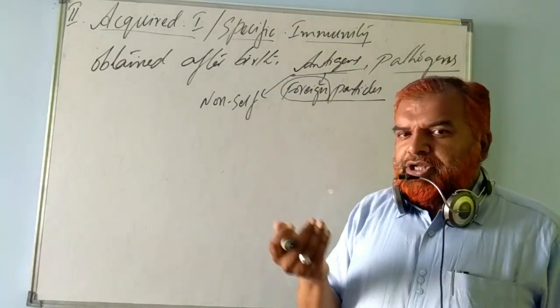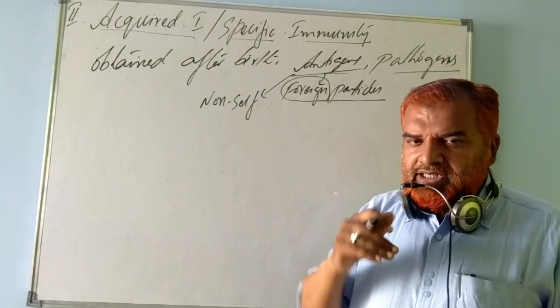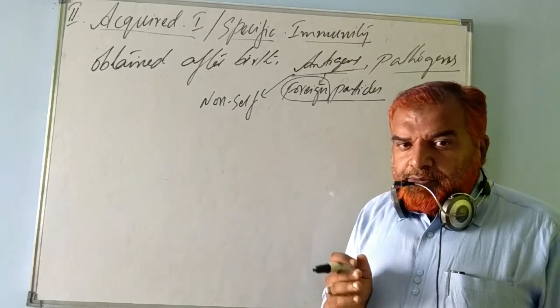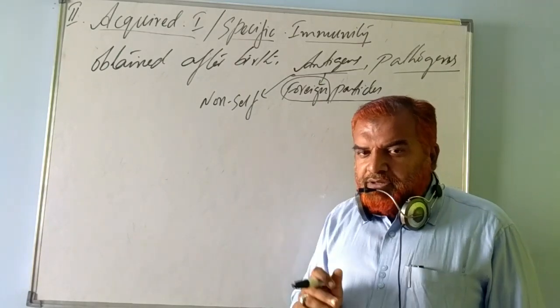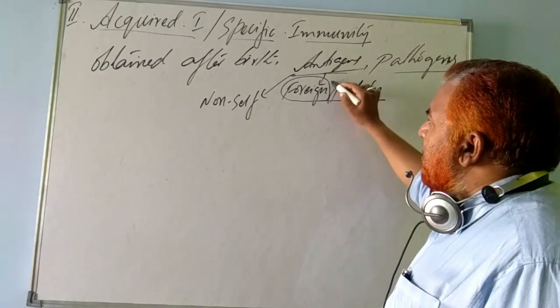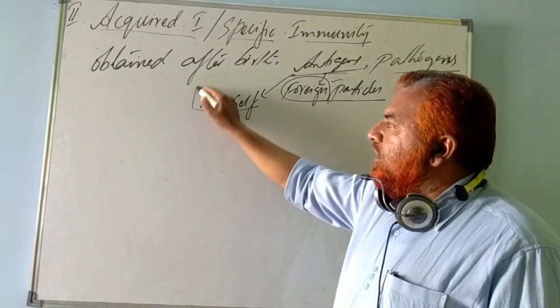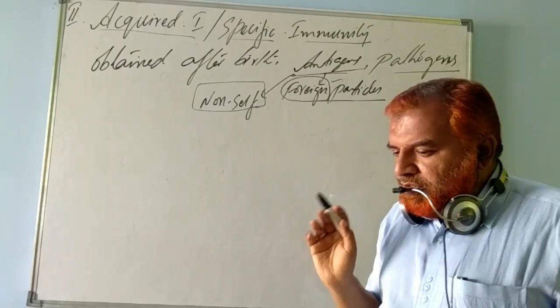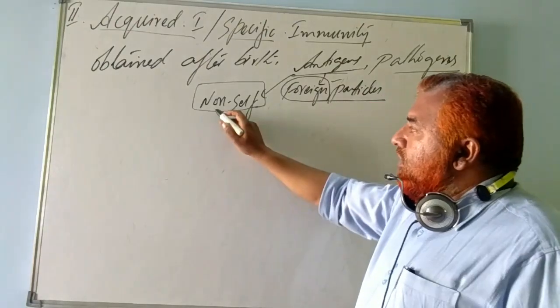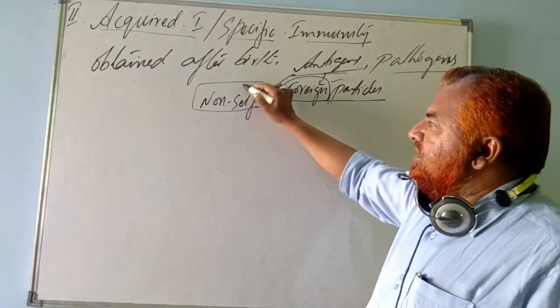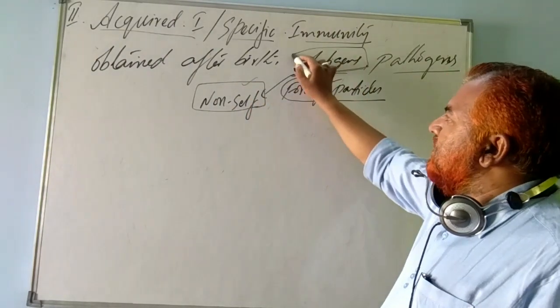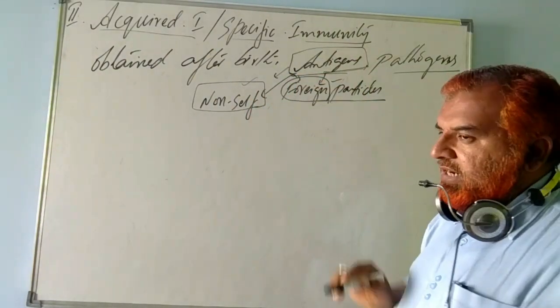They enter into our body through the nose, mouth, eyes, ears, any other natural openings, and through the things we touch. So all such foreign particles which don't belong to us, which are not native to our body, are known as non-self. All such ones are known as antigens.